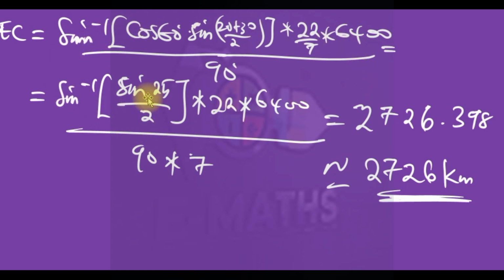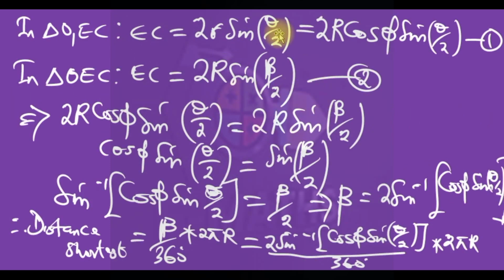So a question will come like that. They will give you the distance along the latitude, but they will ask you to find the shortest distance. So you have to use this formula. I've proved it's a very important formula.